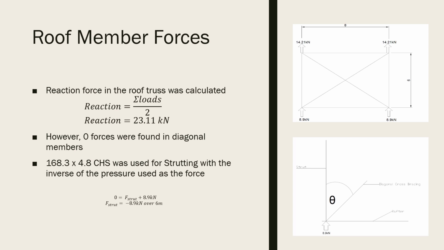From this we can deduce that the diagonal members will have 0 forces in them, but we still need to find out the reaction from the structure, which is a combination of all the loads divided by 2, which is the pressure and suction added together, which is 23.1 kilonewtons. Doing this we can find the strutting member, which is down below, and the section is a 168.3 by 4.8 circular hollow section.